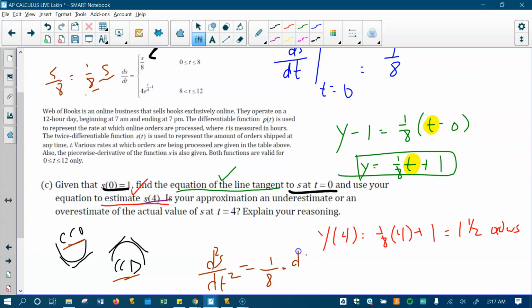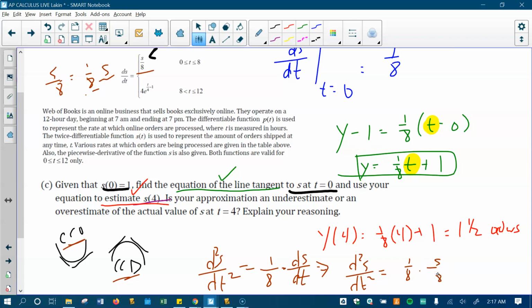So I need a ds/dt here because that's the chain rule, it's implicit differentiation. I took the derivative of something that wasn't t with respect to t, so I have to put that ds/dt there. And then what I always do after that is d²s/dt², the second derivative, is going to be equal to 1/8 times whatever ds/dt was, which was s over 8.